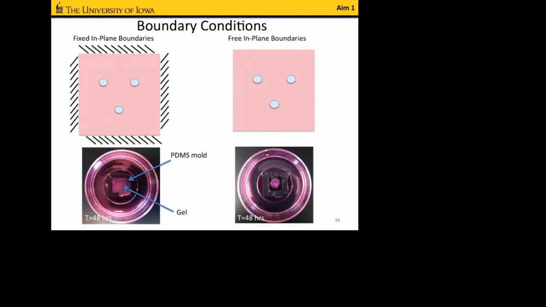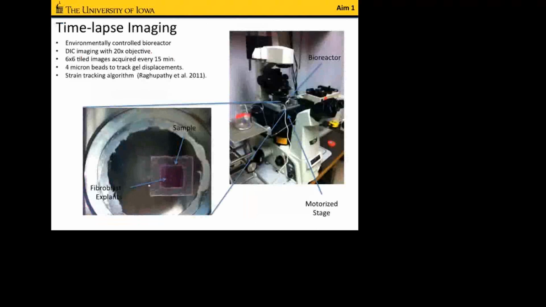And then what we do is we also make these gels with beads, 4-micron beads, to help us track the gel displacements. And we take tiled images over a 48-hour period so that we can look at the short-term remodeling that's occurring here, which really is only involving structural reorganization. It's too early for any appreciable compositional changes to occur. So here you can see a collection of tiled images of the 3 explants contracting the gel with the fixed in-plane boundary conditions.